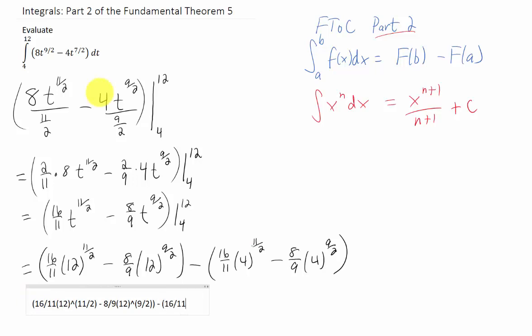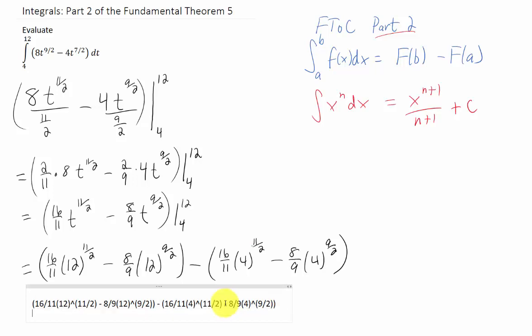Our second term has a 16/11 on it. We're going to take 4 and we're going to raise that to the 11 halves power. Now with this 4 to the 11 halves power, you could have taken the square root and just called it 2 to the 11th power, and that might be a little bit simpler. We'll raise 4 to the 9 halves power. We'll close off our parentheses, and that answer right there should work.